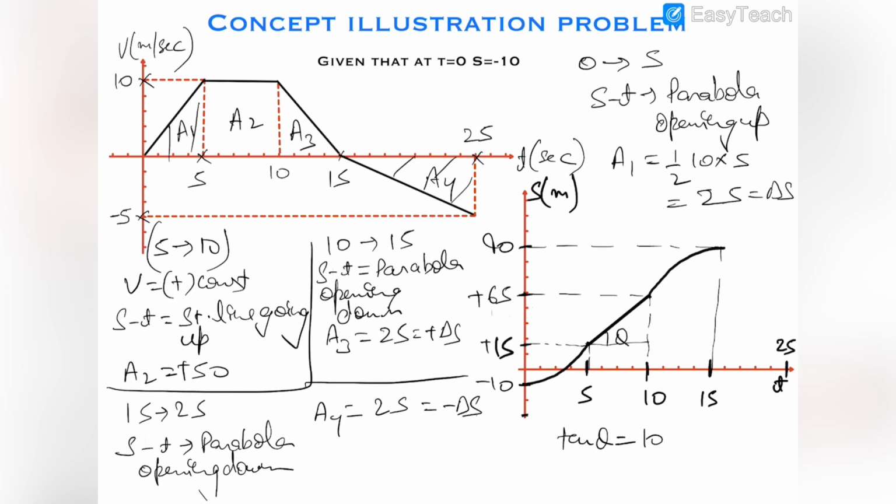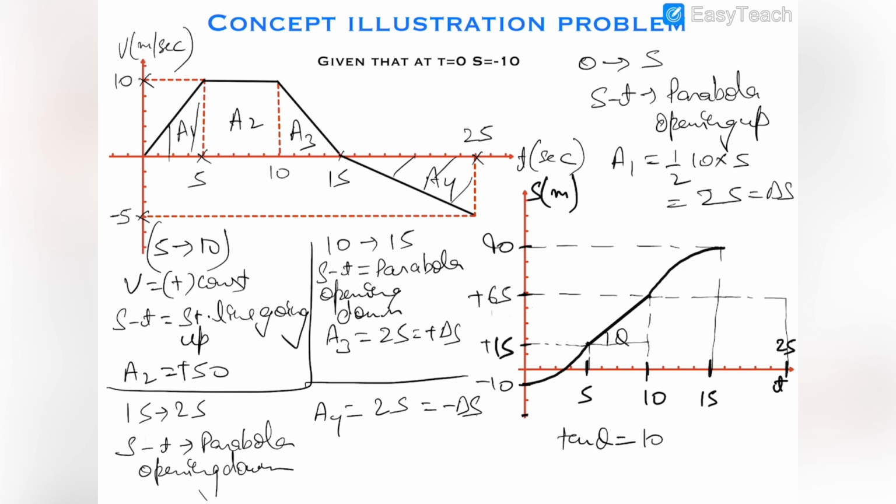So the body is standing at 90 and a negative change of displacement occurred of 25. So 90 minus 25 would be 65. So this graph would again come to 65. And this would be a parabola opening in the downward direction.